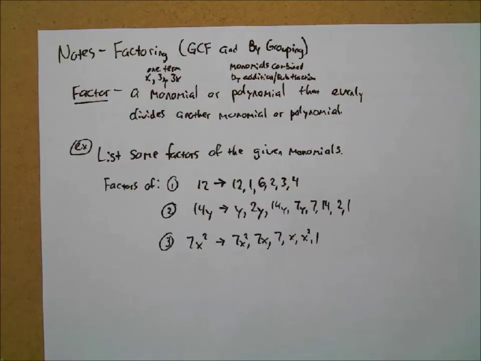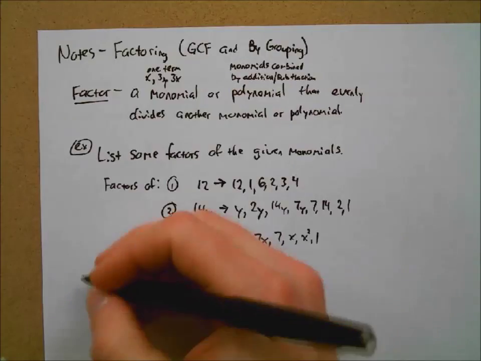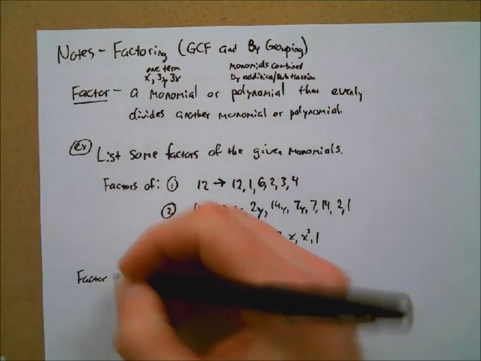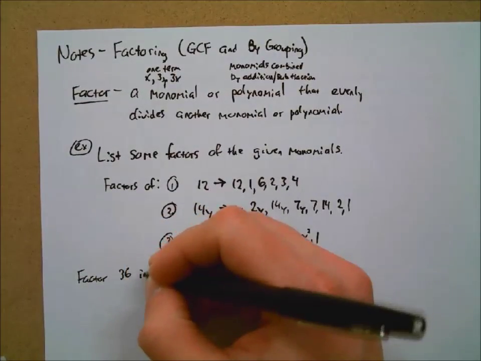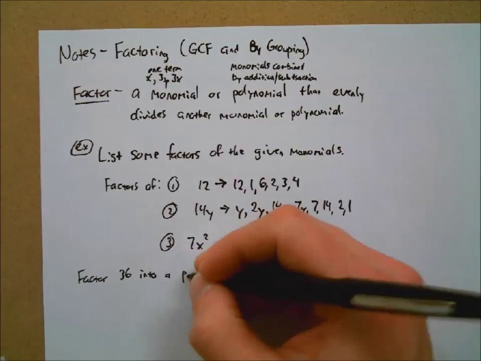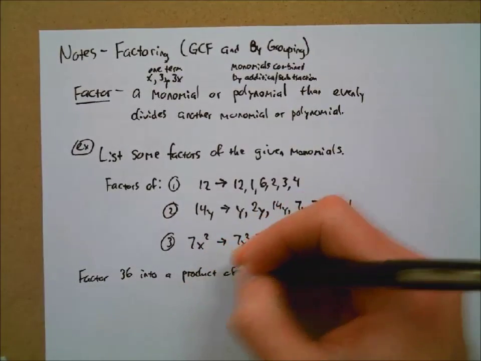Okay. So a tool that we can use to help us factor something is the prime factorization. We've already used this tree in the past. So let me just show you that here real quick. Let's say we want to factor 36 into a product of prime numbers.